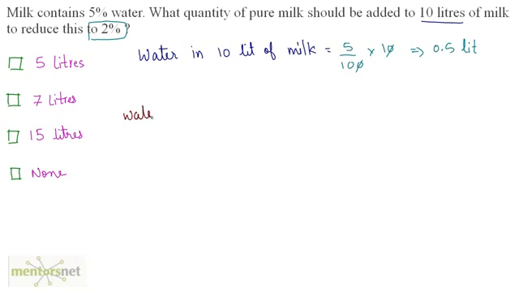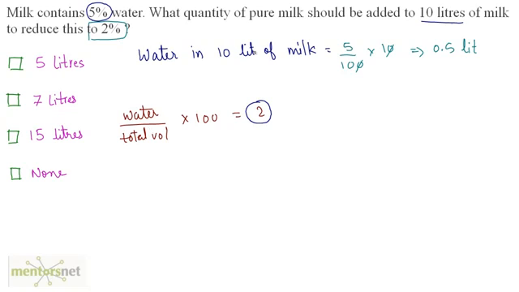So water upon the complete solution, so total volume, times 100 to calculate the percentage, is equal to this 2%. Now this 2% will come only when we add some more pure milk to this complete solution, because if we add milk, the percentage of water will be reduced. So if we add milk, we won't have to add anything to water, right?